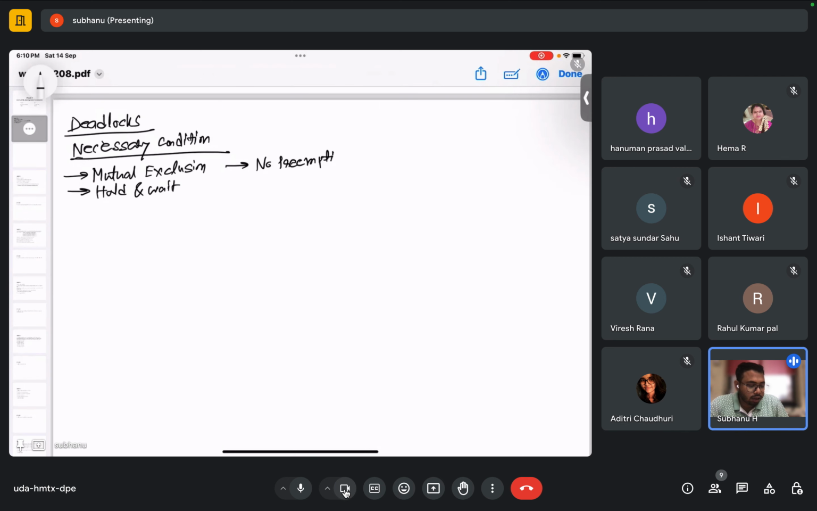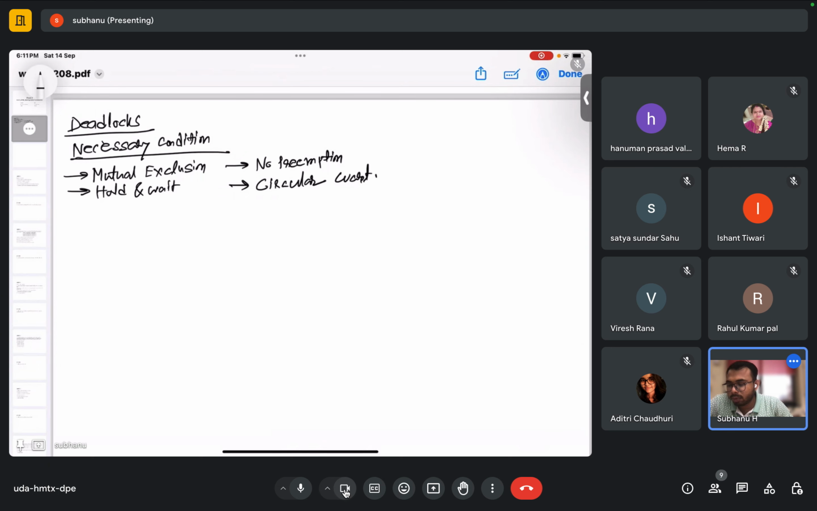So I assume that you know each of these terms, like what is mutual exclusion, what is hold and wait, what preemption means, because we have already seen this terminology in the earlier tutorials. Mutual exclusion means that they should not allow multiple processes for a single resource. And no preemption means that while some process is using some resource, you can't take that same resource away.